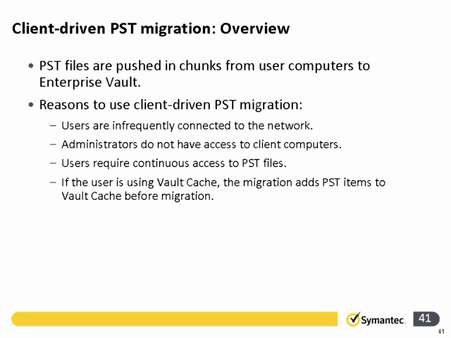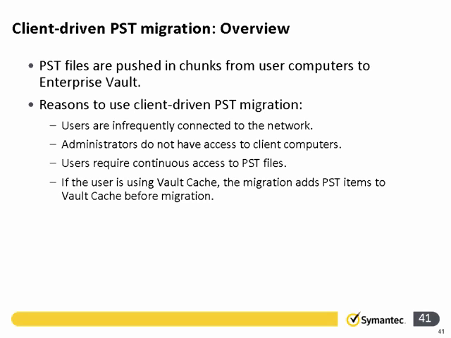The administrators themselves do not actually need to connect to that client computer, and the user will still have continuous access to the PST file during the migration process. Also, a good thing about this one is that if they are using Vault Cache, and we talked about Vault Cache in a previous lesson, the migration will add the PST items to the Vault Cache before the actual migration. So that will minimize the workload of the Enterprise Vault content synchronization when it downloads the Vault Cache content to the Vault Cache, by having those items from the PST file placed in Vault Cache prior to actually doing the PST migration.